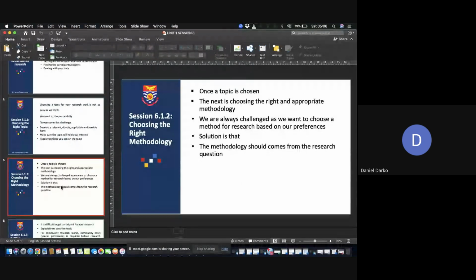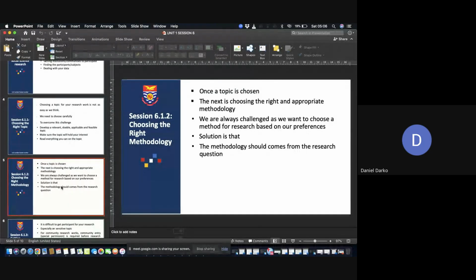Now, another challenge has to do with choosing the right methodology. Once a topic is chosen, the next is choosing the right and appropriate methodology. We are always challenged as we want to choose a method for research based on our preference. So normally, people who like reading would want to choose qualitative method. Those who like calculation, numbers, figures, will choose quantitative method.